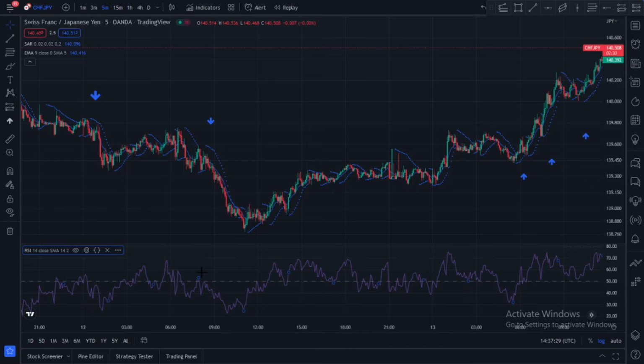The EMA indicator is used to determine and identify the trend. Then we go to the EMA settings and set the number to 200 in the inputs section of the length section.